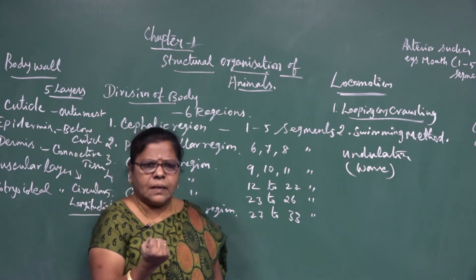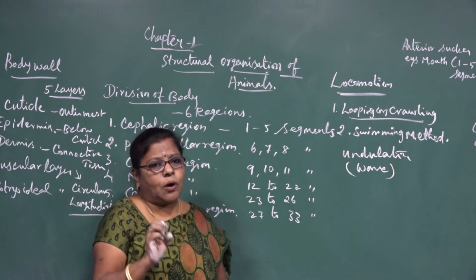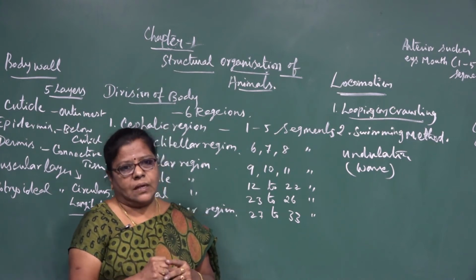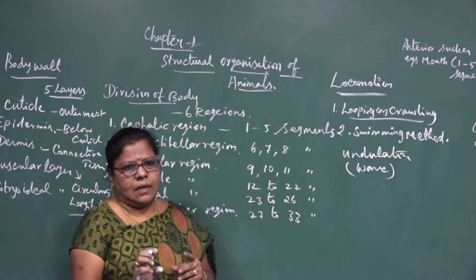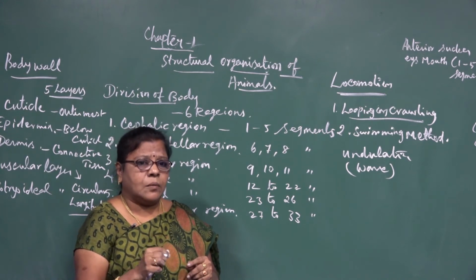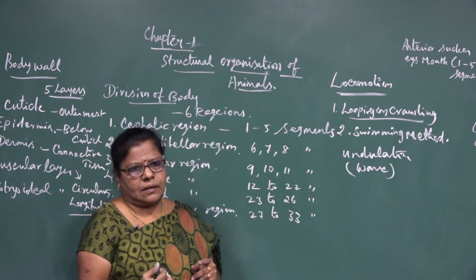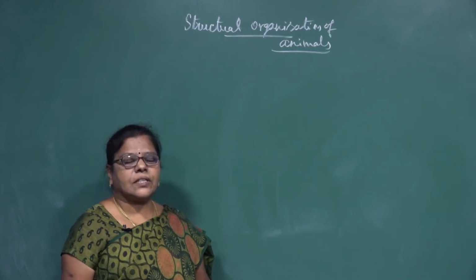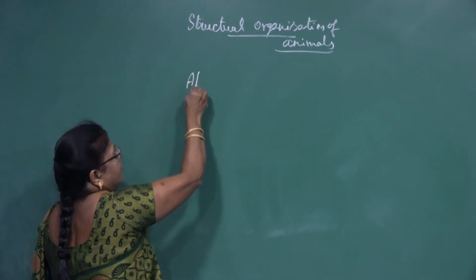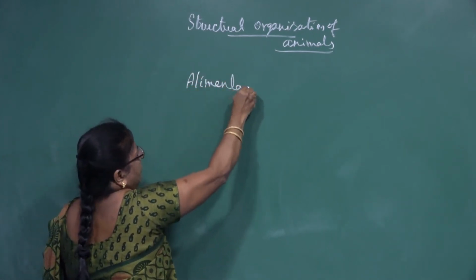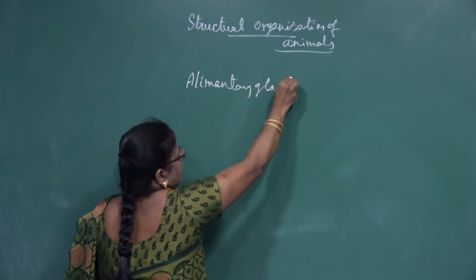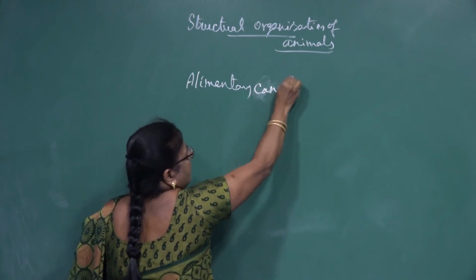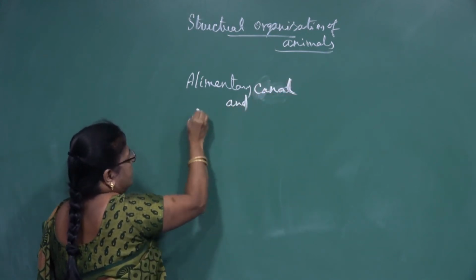The leech sucks blood more than 5 times its body weight. So it is slowly digested, and it takes time for digestion. Even 1 year it will take for digestion of the blood. In leech, the digestive system includes alimentary canal and digestive glands.